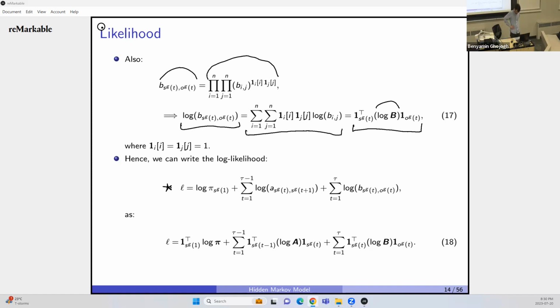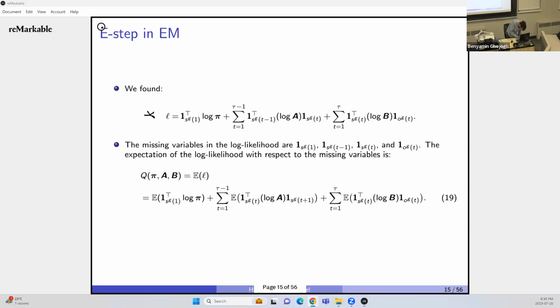Hence we can write: this is the log likelihood that we have now in matrix form, as we derived, which becomes equation 18. Right? This is what we found, and I'm repeating it here. So we have some missing variables.